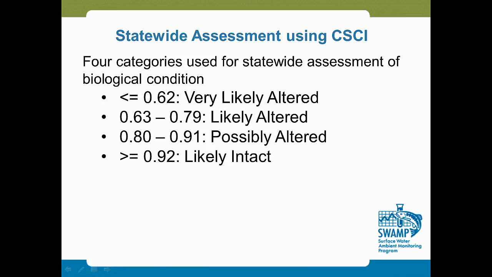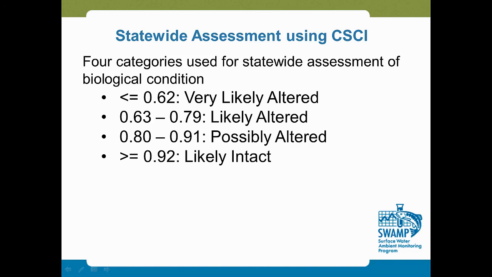All right, and just for statewide assessment purposes only, we have the CSCI scores categorized into 4 categories for assessing biological condition. The lowest category is if the CSCI score is less than or equal to 0.62, it's very likely that the biological condition is altered. And then we have 2 intermediate categories. And then the highest scoring category is if the score is greater than or equal to 0.92, it's likely that the biological condition is intact.